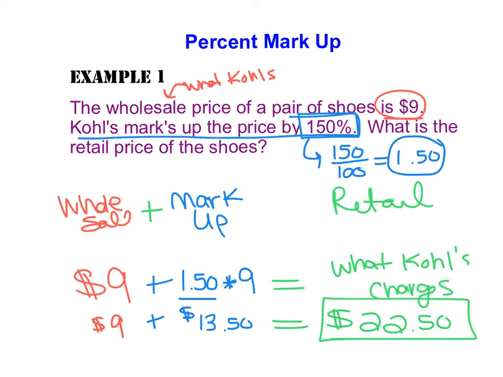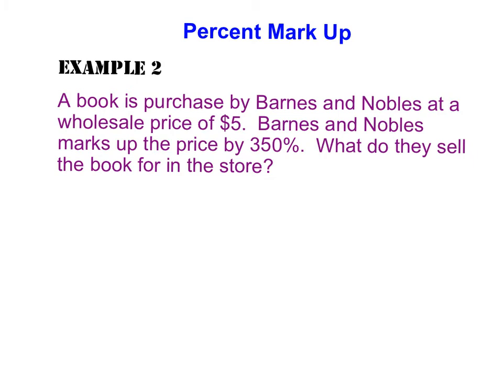Essentially what's happening here is Kohl's pays this wholesale price of $9. They then mark up the price by $13.50, and they sell it for $22.50 so that they can make a profit of $13.50 for each pair of shoes that they sell. That's what percent markup does, and it's what it's used for in our daily lives. Stores take percent markup and mark up their prices so that they can make a profit when they sell the item. So now let's take a look at another example.